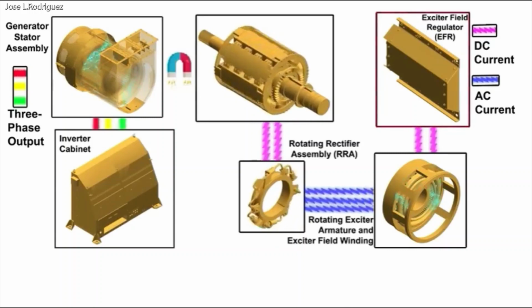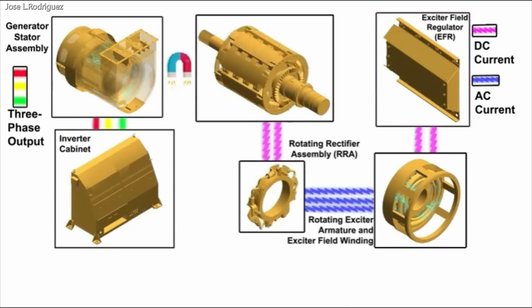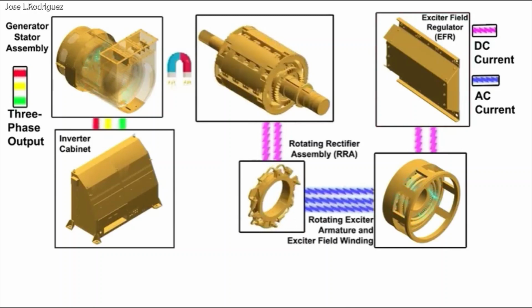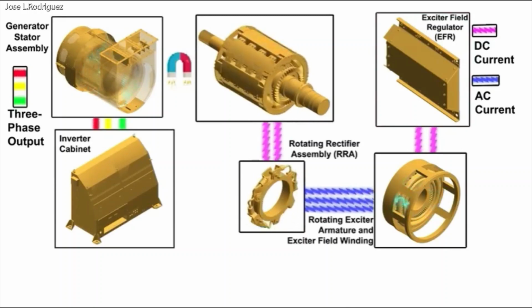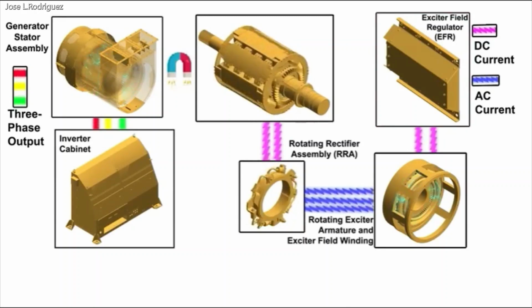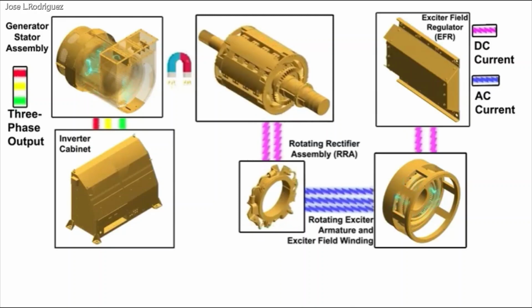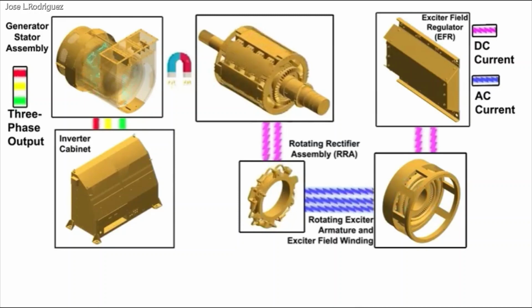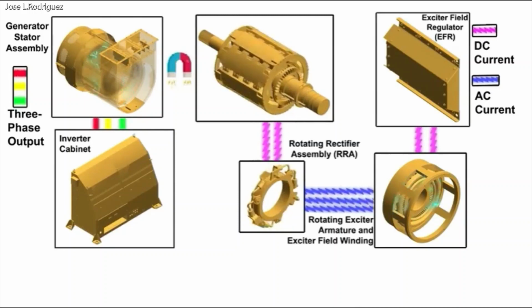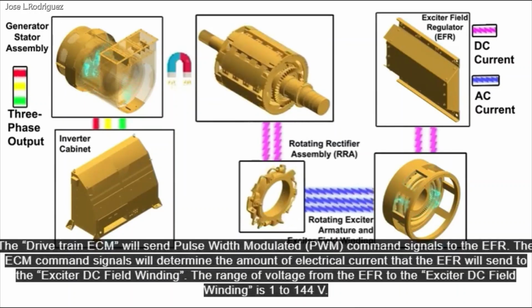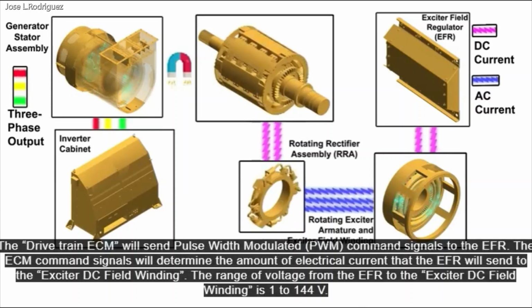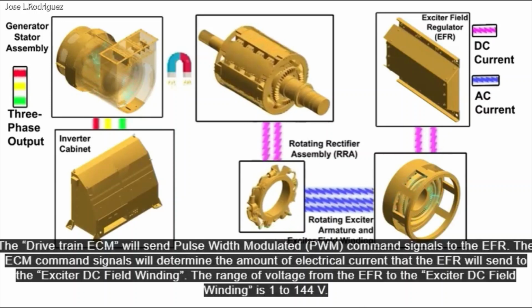The main rotor windings' magnetic field and relative displacement interacts with the generator stator assembly, creating a further increased three-phase AC voltage. The three-phase AC voltage from the generator stator assembly is sent to the inverter cabinet to power the electric drive system. The drivetrain ECM will send pulse width modulated command signals to the EFR.